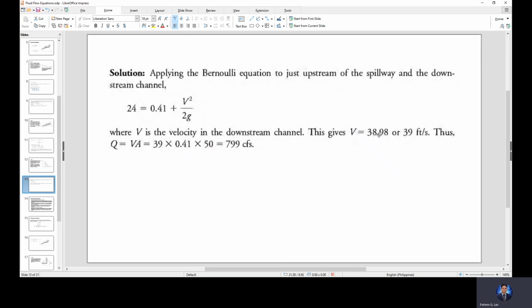So if we already have the velocity, we can just solve the cross-sectional area. Cross-sectional area is 0.41, that's the height of the water, times the width of the spillway, that is 50 feet, times 38.98. That's roughly 799 cubic feet per second.